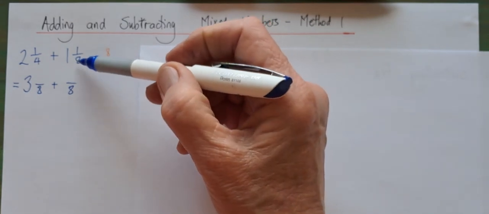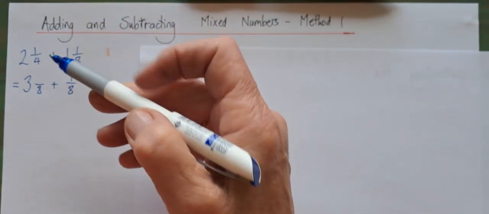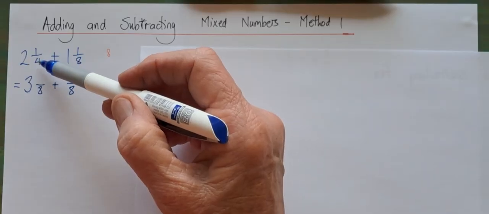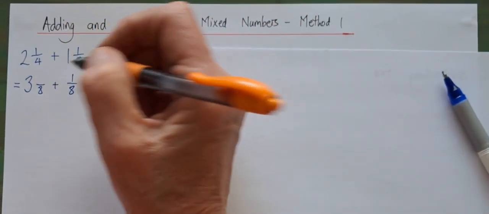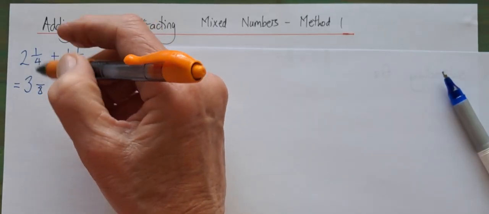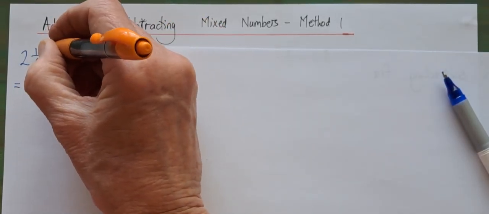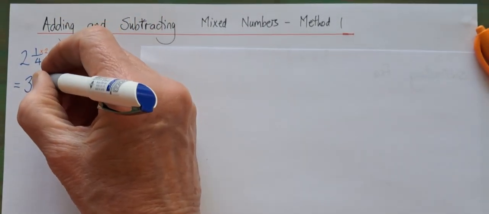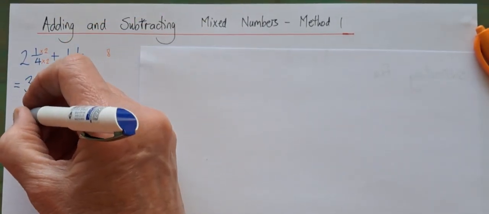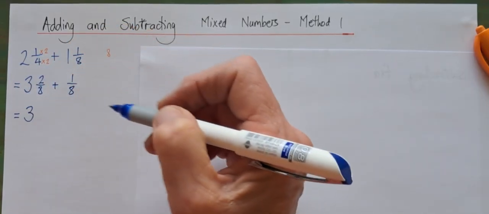Remember also that if the denominator doesn't change, then the numerator doesn't change. In this case, the denominator did change. The 4 became 8. So we ask ourselves, how did 4 become 8? We multiplied it by 2. Whatever we do to the bottom, we do to the top, and the numerator will now become 2. So my whole number is going to remain 3. Don't forget to bring it down every time.